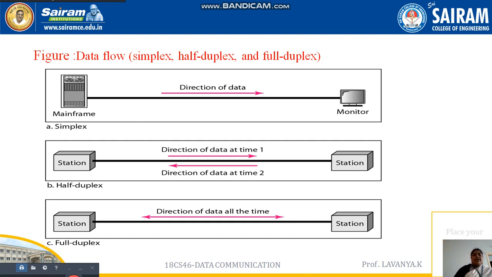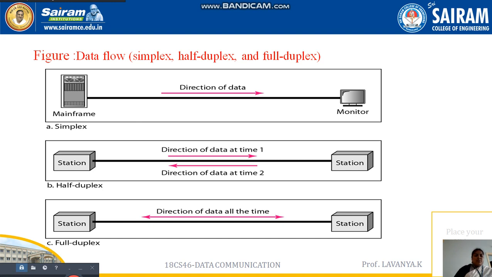Not simultaneously, means they cannot send the data from both sides at once. It happens one by one. First one device sends the data, and the other device first has to receive it. Then after that, once it has received the data from the sender side, the receiver can also transmit the data to the sender. This method we call the half duplex method.